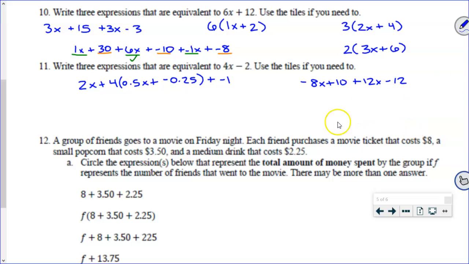Did I write it correctly? All right, negative x combines with the 12x to be 4x. 10 combines with the negative 12 to be negative 2. So yes, that works. Nicely done. Last one. Caden.